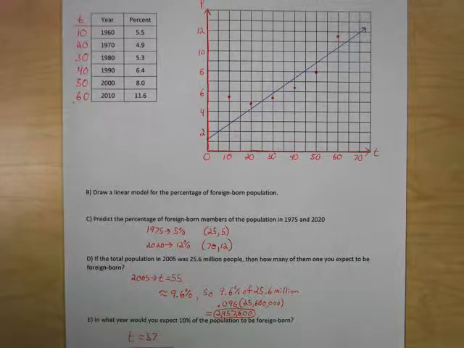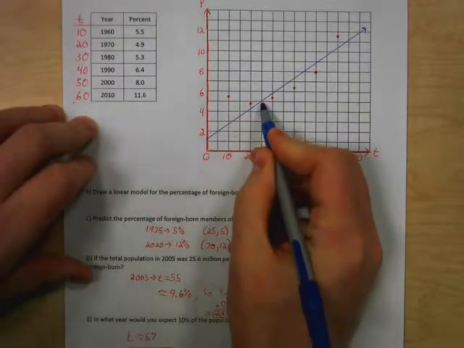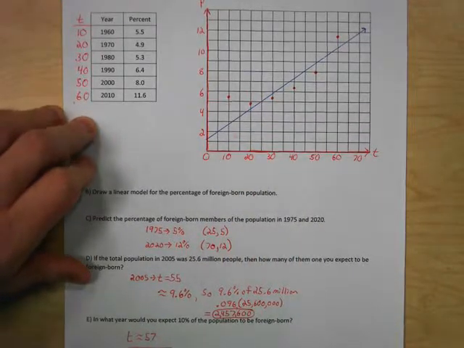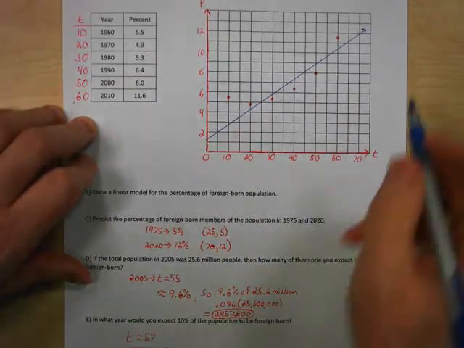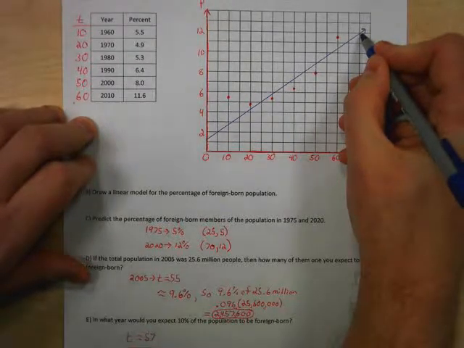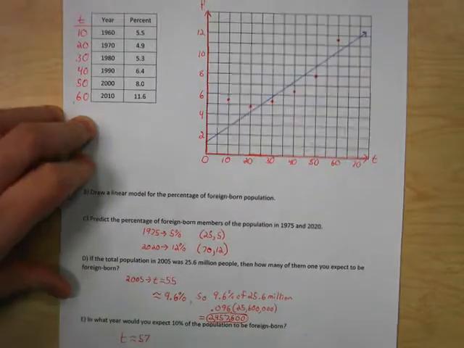So that was a t-value of 25. That was a t-value right here of about 25, and it looks like right around there. So I said 5%. And then 2020, that was a t-value of 70. So that was the point up here, which was about 12%. So that's where those two answers are coming from.